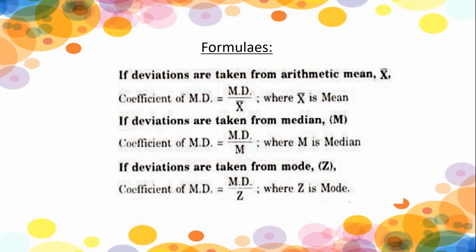And here are the formulas for that. Coefficient of mean deviation is the ratio of mean deviation to the specified average. So if we are considering the deviations from the mean, the denominator will be mean. If we are taking from median, then the denominator will be the median. If it is taken as mode, then the denominator will be mode. So now let us try to know how to calculate these values by using a few examples.